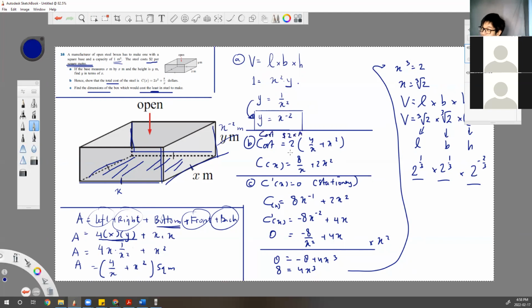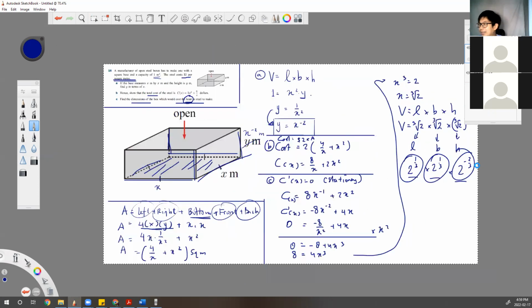Get it, Vicky? Yep. Okay, and then in order to make it least, C'(x) equals 0. Why? Because the derivative of the function has to equal 0. Okay, and then we get the x. And if you want to find the dimension, it has to be in this form. The format is always like that.